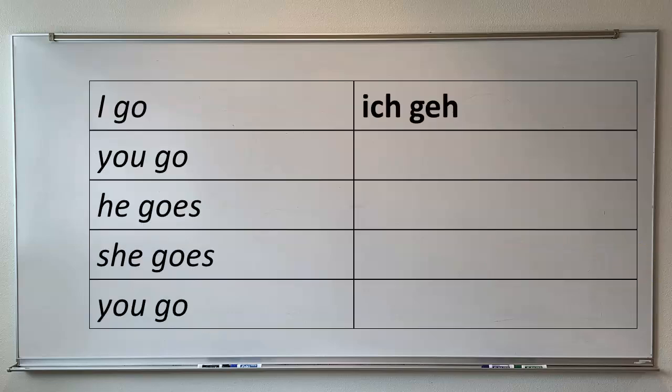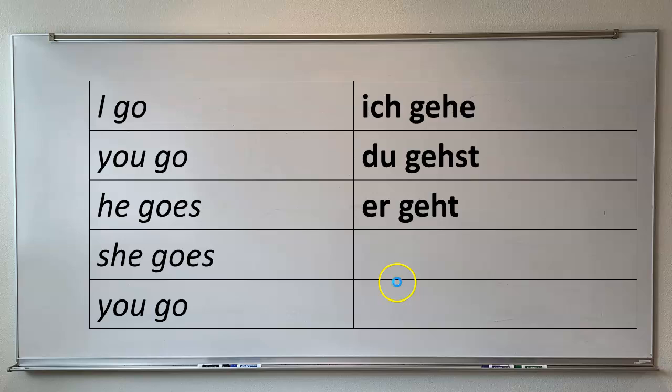So let's take a look at the verb gehen quickly. I go, here's my root. I just add the ending that I've memorized, the ending that goes with ich, and I have ich gehe, I go. You go, du, there's the stem, there's the root, add the ending, du gehst, you go. He goes, I have my root, add the ending, er geht. She goes, sie geht. You go, this is the formal you, Sie gehen.